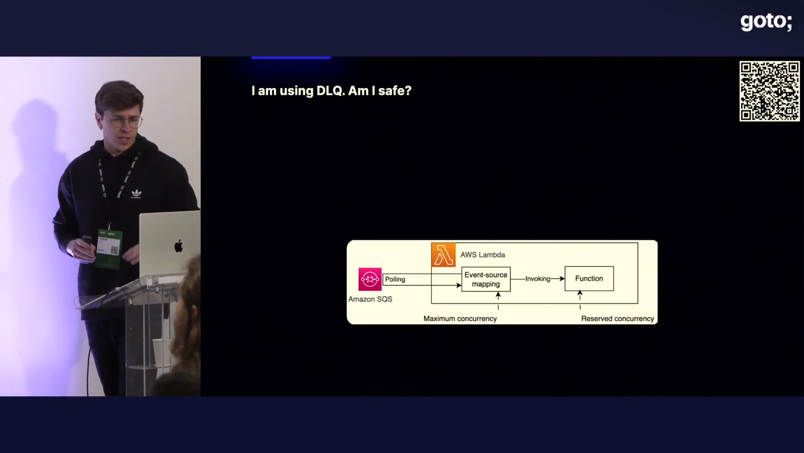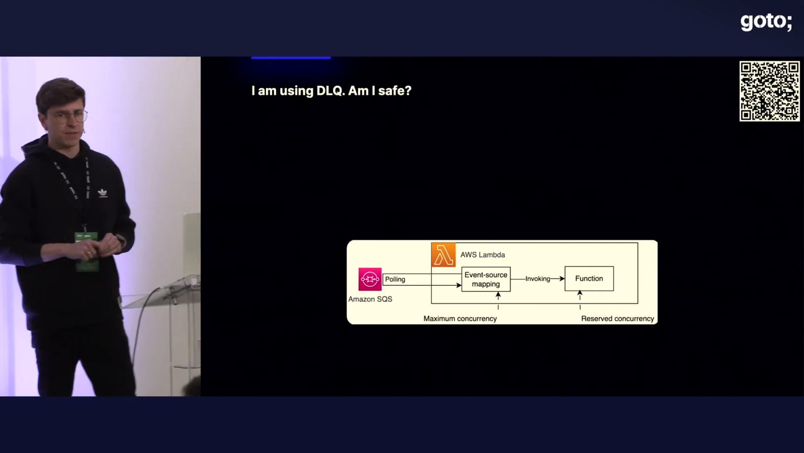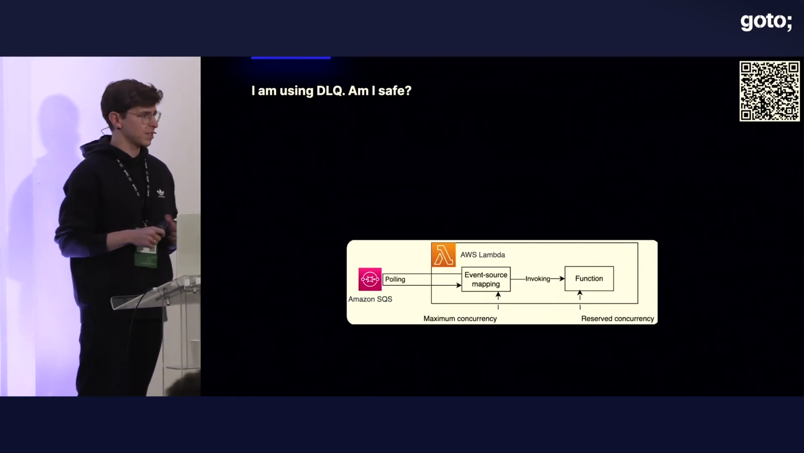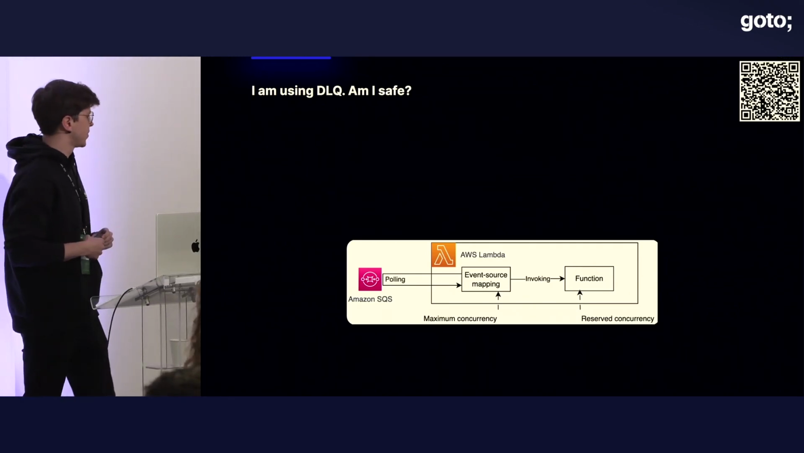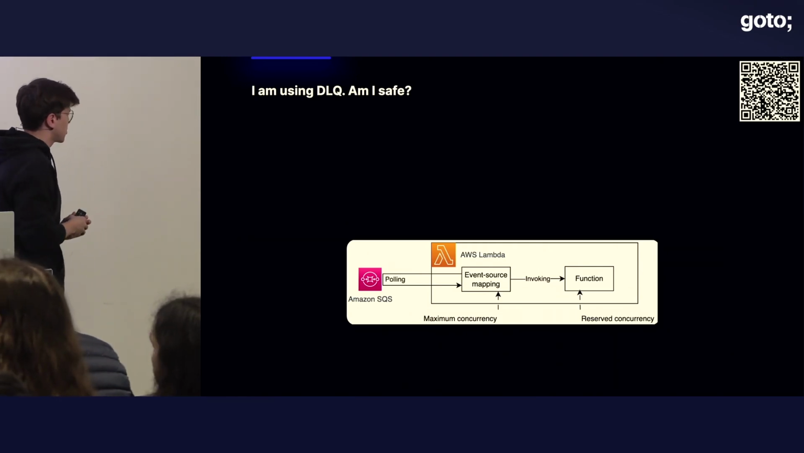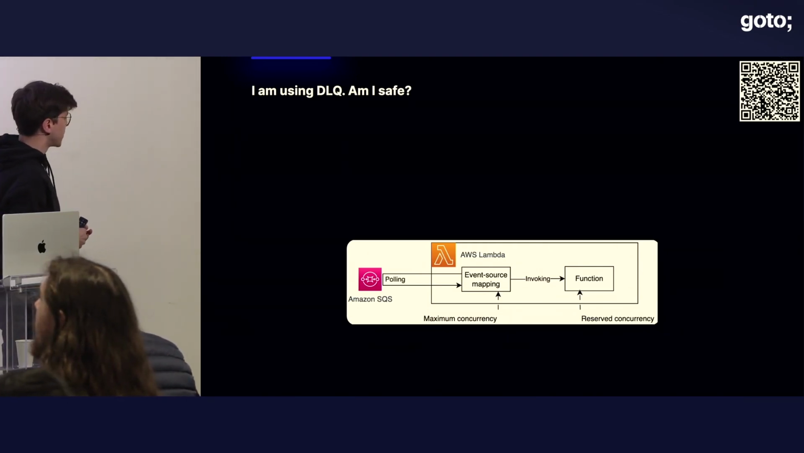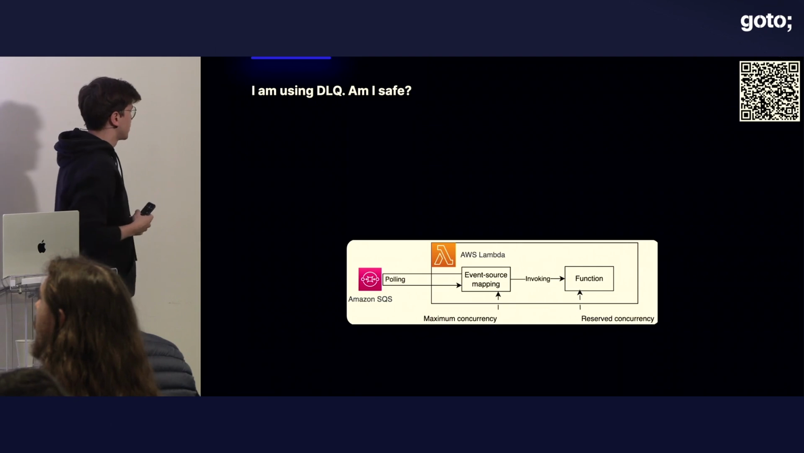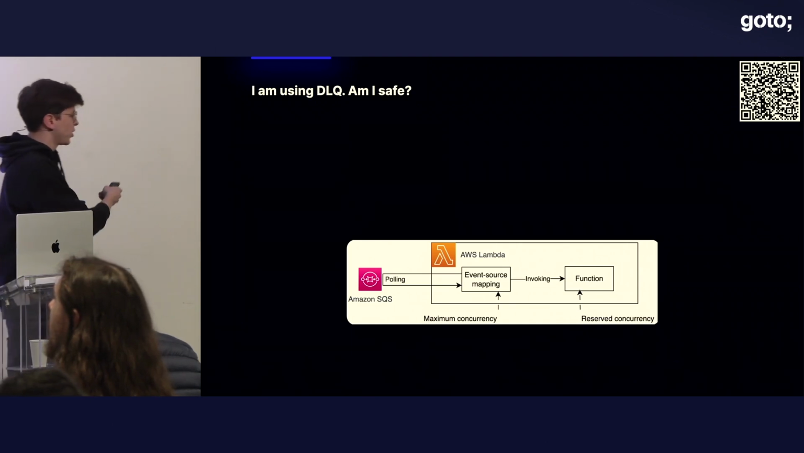Okay, but even if you have the dead letter queue, are you safe? Is there no chance that you will lose your message? There is, but let's start slowly. If you have the event source mapping that I described at the very beginning, it works in a way that it's polling those messages from SQS, and then it's invoking our function.